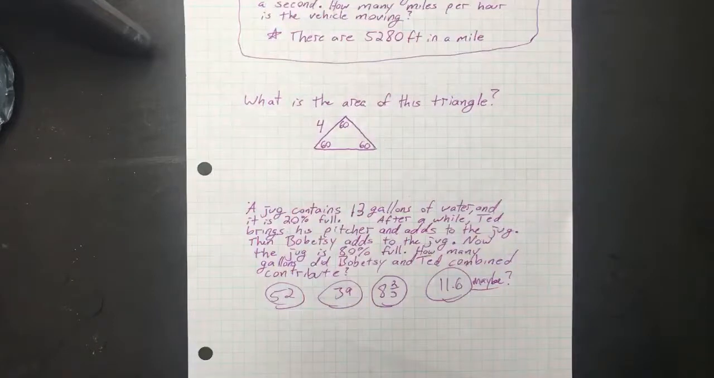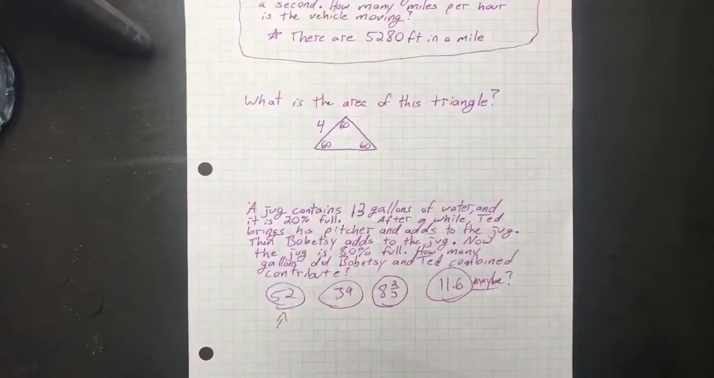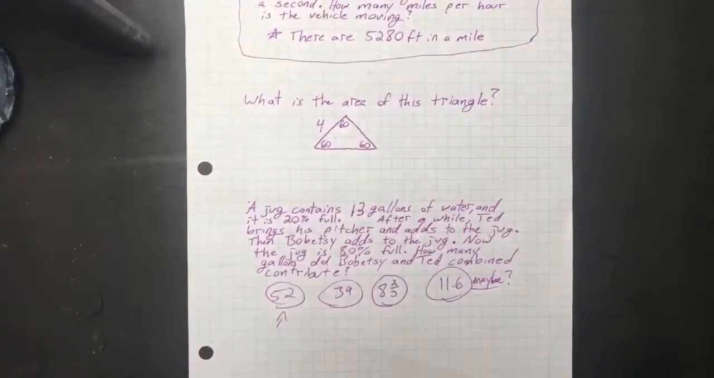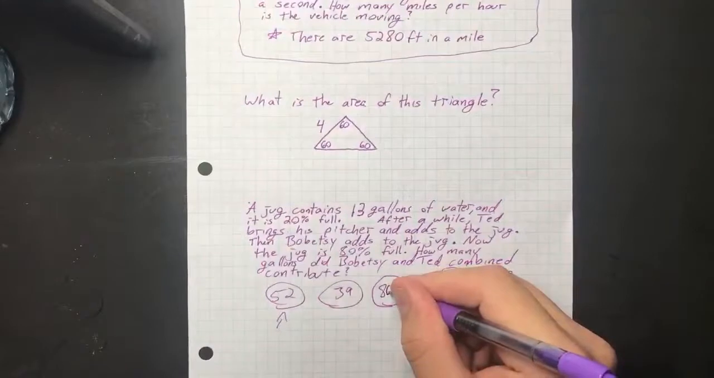How many gallons did Bo, Betsy, and Ted combined contribute? Vixeno is saying 52. Okay. Same as Joseph. This one's hard, man. You mean 86 2/3. Oh, okay. I can amend that answer.